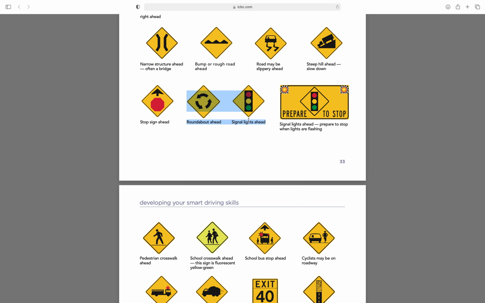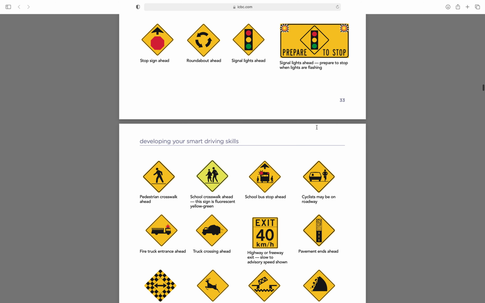Signal lights ahead. These ones here in Langley, we have a lot of the prepare to stop. So if the light is about to turn yellow, it will start flashing and then it will flash all the way until the light is red. While the light is red, and then when it turns green again, it will stop flashing. So it's a good gauge to tell if you're going to make the light or if you need to stop.